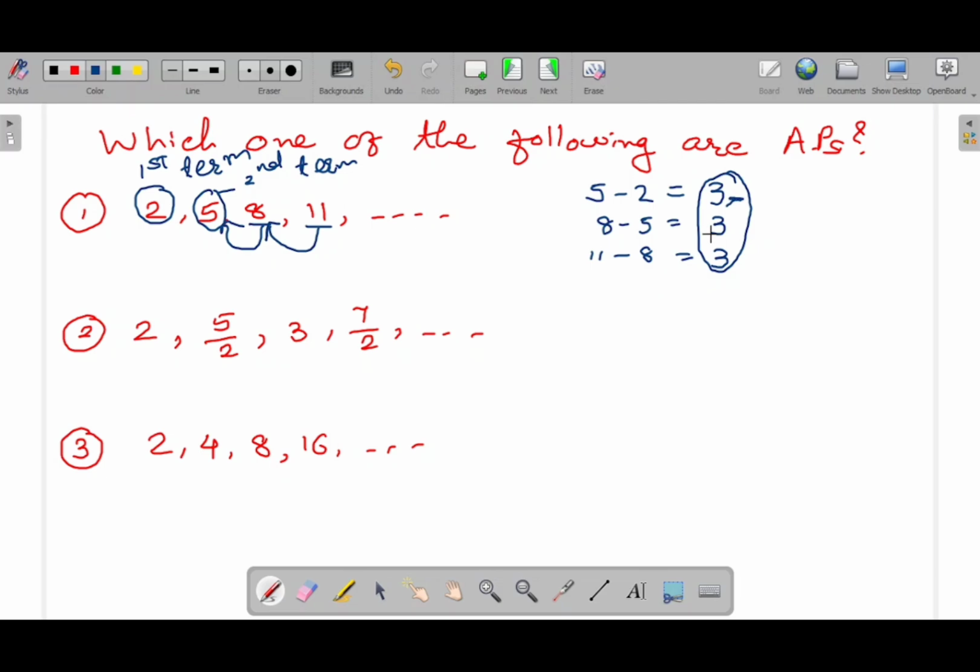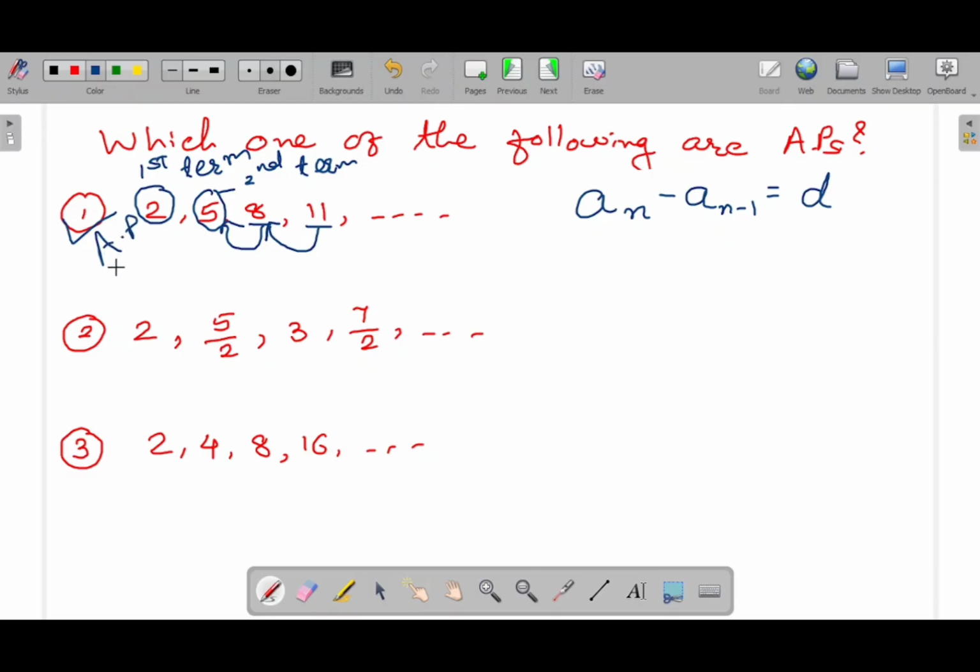So if the difference is the same, in general I can generalize: for any term, if I subtract its previous term, then I will find the difference. And if that difference is the same, then we can say that the progression is following arithmetic progression. So I can say that yes, the first progression is an AP. Arithmetic progression, in short, we can write AP.